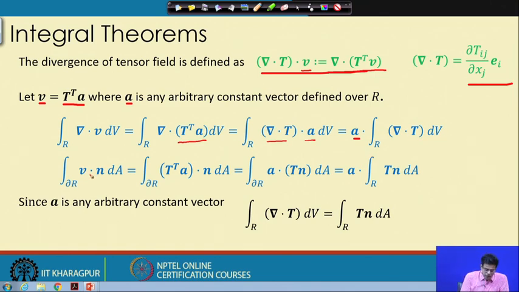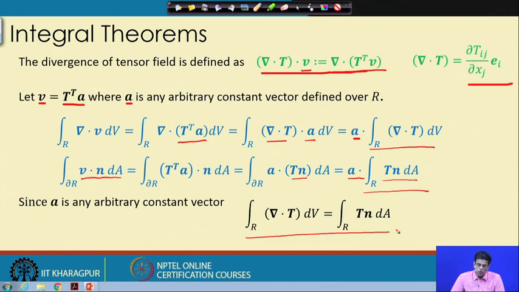Now, similarly, V dot n dA, which is the left hand side of the divergence theorem. So, V dot n, if I now substitute T transpose A, and then after manipulation, I just take T transpose here, so it becomes T n, so A dot T n. Now, similar to the previous case, I write A dot T n dA. Now, since A is an arbitrary vector, I can say these two quantities are equal, which proves the theorem. So, this is the proof of the divergence theorem in case of a tensor field.